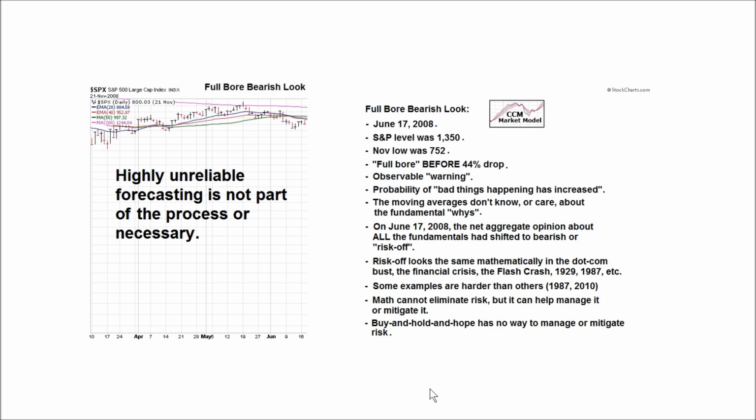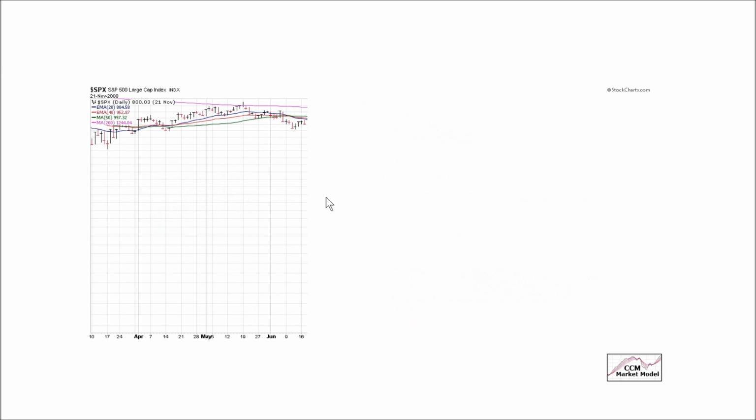A key component of what we do is this is observable at this point. We're not relying on forecasting. We don't need to forecast. We need to pay attention meticulously and adjust. Buy and hold and hope has no way of doing that. This method at least allows you to reduce risk and stay in line with the observable evidence and the market's risk-reward profile. Now we'll step through and see how the moving averages and observable evidence changed over time.